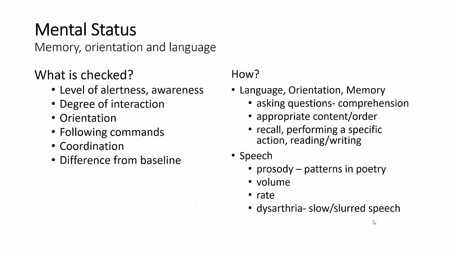So the mental status is really checking for your orientation and your memory and your language. So they check your level of awareness, how alert you are, the degree of interaction you have, if you have a good orientation, you're following commands, you're coordinated, and if this is any different from the baseline. And again, they also take your history into account.